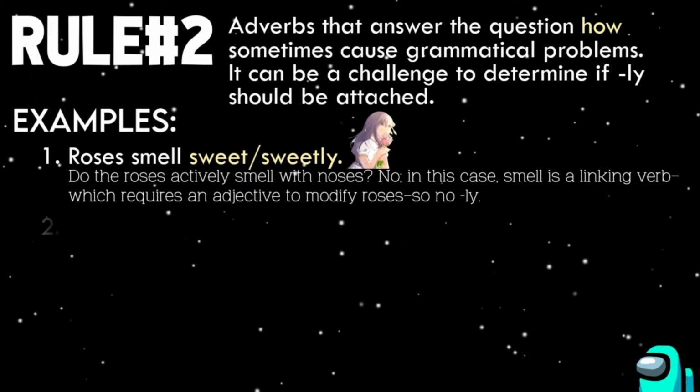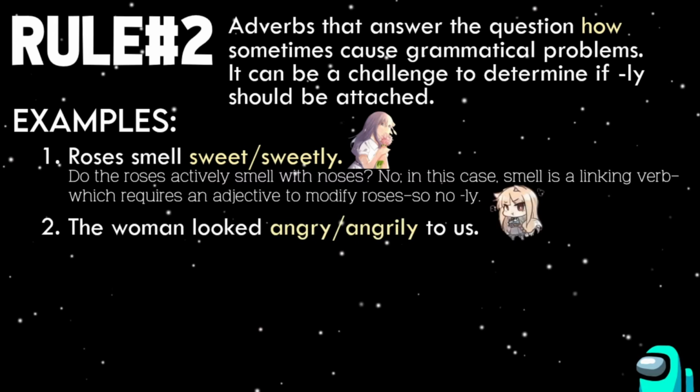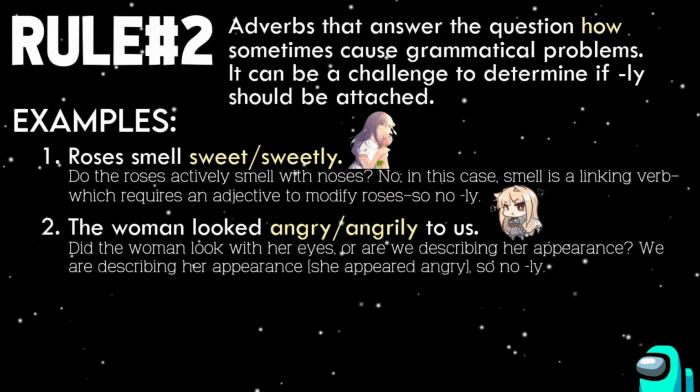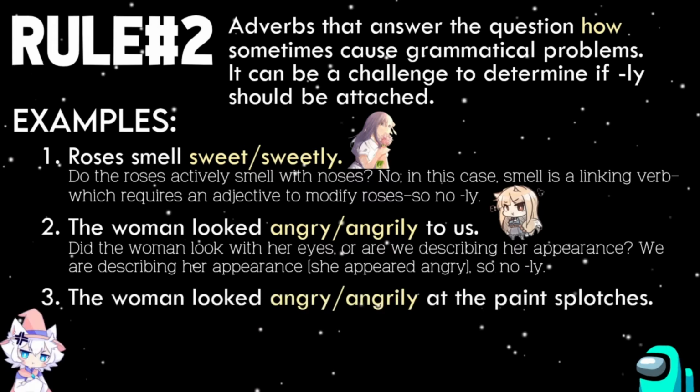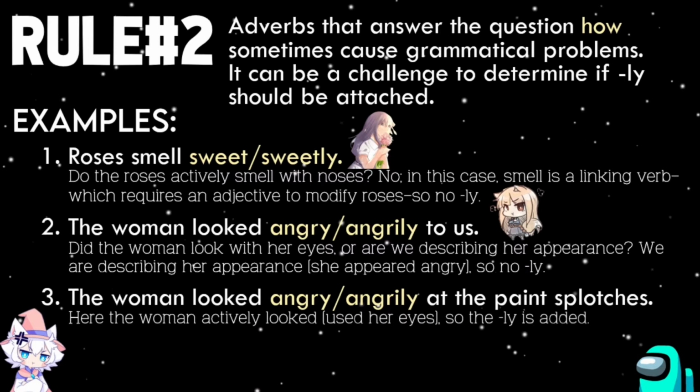For the next example, the woman looked angrily to us. Did the woman look with her eyes, or are we describing her appearance? That is correct. We are describing her appearance. She appeared angry, so we will not be adding ly. For the last example, the woman looked angrily at the paint splotches. Here, the woman actively looked and she used her eyes, so the ly is added. The correct answer for that is the woman looked angrily at the paint splotches.